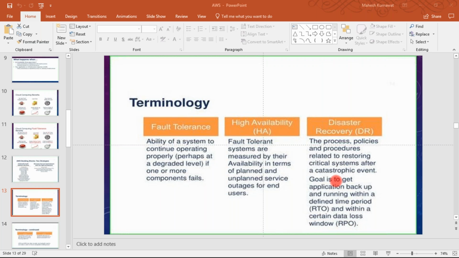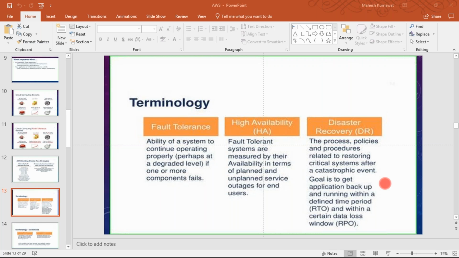The matter of fact is that if any of your services goes down, if any availability goes down, how effectively can you recover your instances, your data, your databases, your storage? What kind of policies have you created, what kind of process do you have? This is very important for any company. Every company is working on the fault tolerance part, the high availability part, and the disaster recovery part all the time.